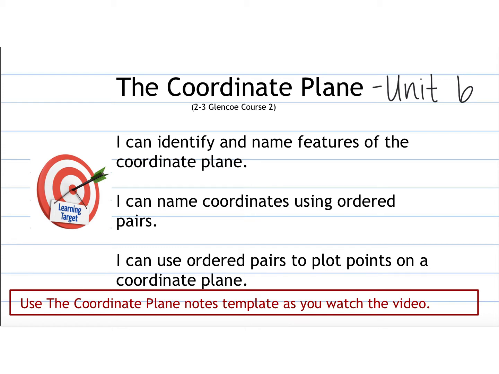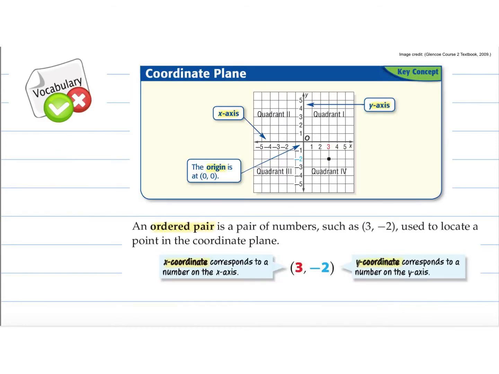Learning targets you should have written down. I can identify and name features of the coordinate plane. I can name coordinates using ordered pairs, and I can use ordered pairs to plot points on a coordinate plane. And this is all part of Unit 6. You should have the notes template to use as you are watching this video. There's lots of images that you need to have of the different coordinate planes. So just get the note template out, take notes as you are watching.